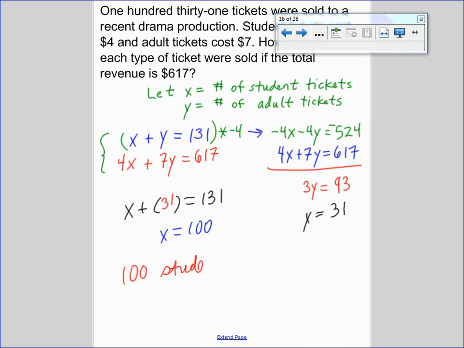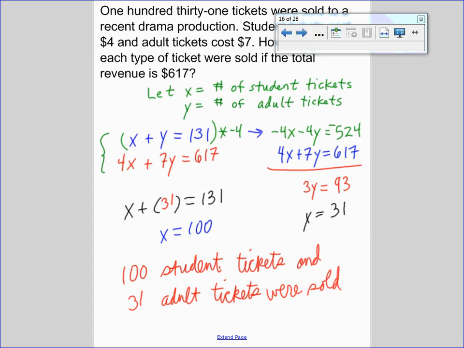And we're going to do a little adventure and try cursive out on the smartboard. 100 student tickets were sold. And 31 adult tickets. I'm trying. Awesome.